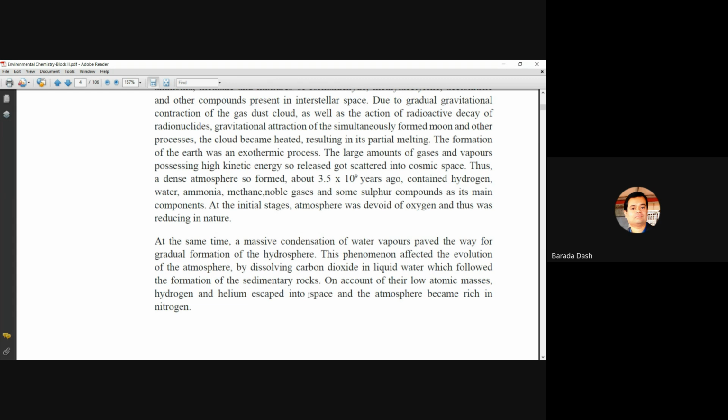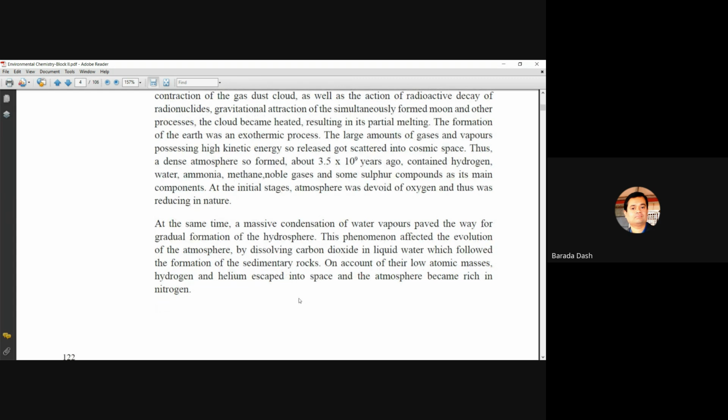At the same time, a massive condensation of water vapors paved the way for the gradual formation of the hydrosphere. The condensation of water vapors resulted in rainfall for millions of years, continuous rainfall that created the hydrosphere. Our seas and water bodies were created. This phenomenon affected the evolution of the atmosphere by dissolving carbon dioxide in liquid water, which was followed by the formation of sedimentary rocks.